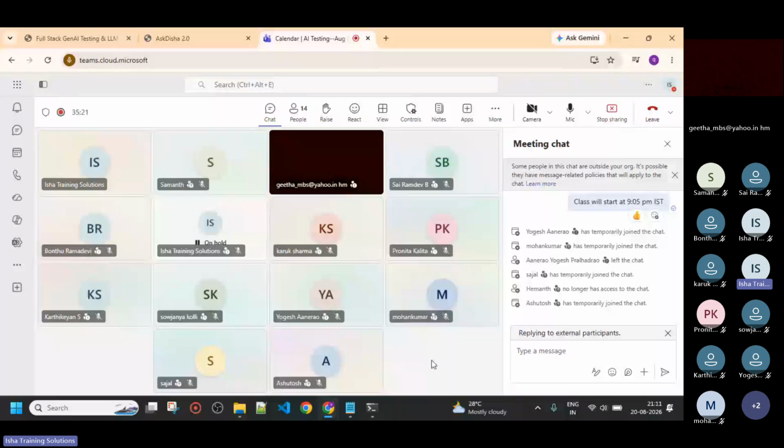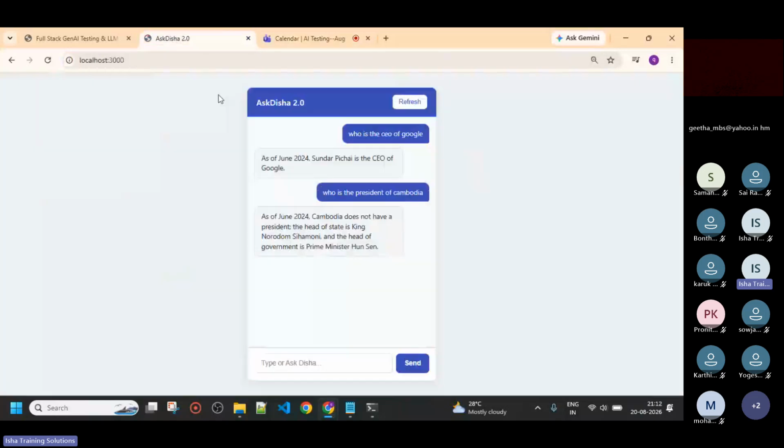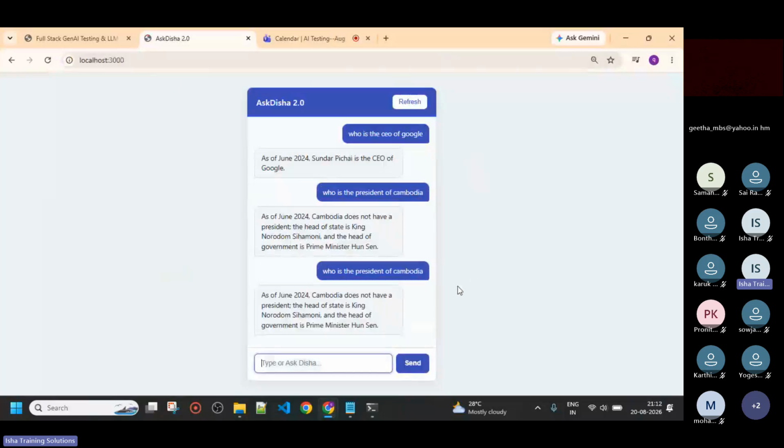So here, as a tester, we need to understand the meaning. From this meaning, we can say all the three answers mean the same answer. If you type again in a different manner, you will get a different answer, but it will be the same response. We have to find that out.